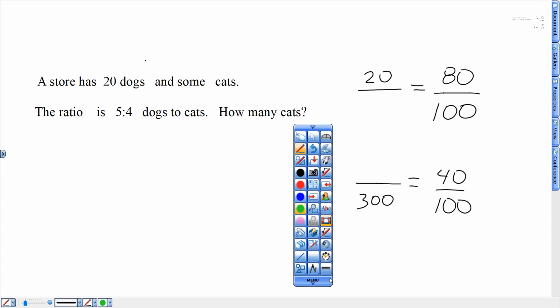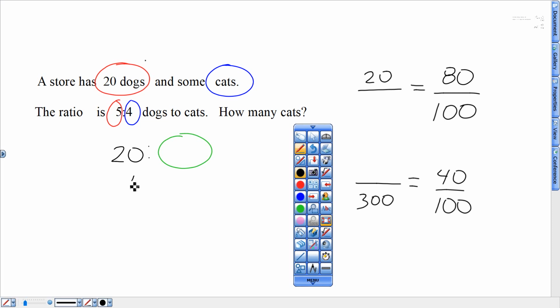So ratio problems, finding missing numbers. This ratio problem with dogs to cats, I have 20 dogs to some number of cats, and then I give you the ratio of 5 dogs for every 4 cats, making sure the numbers match. So that 20 and then some unknown number of kitties, which I'm trying to find, compared to the master ratio, 5 dogs. So make sure that 20 goes over the 5 to 4 cats.